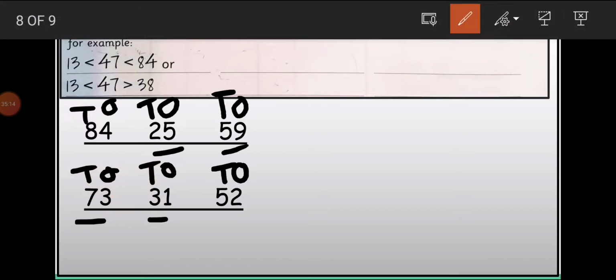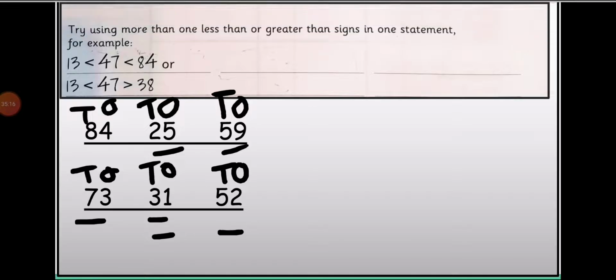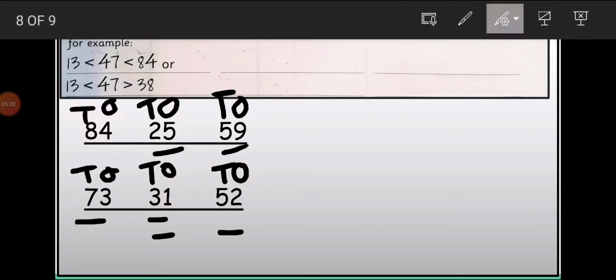After that, you will compare 31 and 52. Again, check the tens. Is 3 tens greater than 5 tens, or is 3 tens smaller than 5 tens? Then find out if 31 is greater than 52 or 31 is smaller than 52. Then put the correct sign here. In that way, you will do this question.